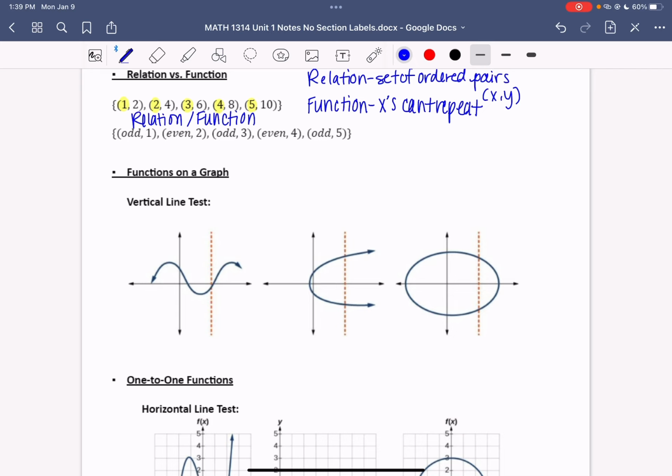Now, if we look at the next one, when we start looking at ordered pairs, this has odd, even, odd, even, odd. And we'll note that odd and even are listed more than once. So the fact that these x values are repeating, although this is a relation, it is not a function. Because at first, we thought odd was going to be paired with 1, but over here odd was paired with 3 and with 5. And so because those inputs had different outputs, it's not a function.